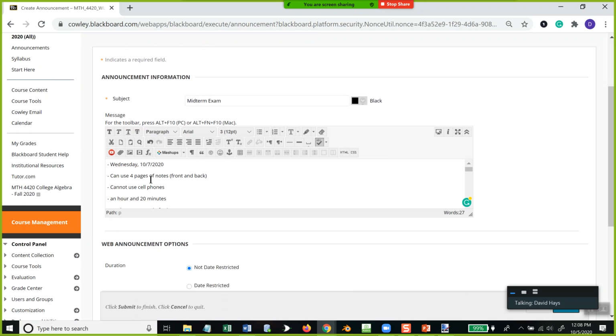The midterm exam is on Wednesday. You can use 4 pages of notes, front and back. Essentially 8. Don't come in with 8 pages like singles, with one side, because I'm going to visually look to see if you have 4 pages.